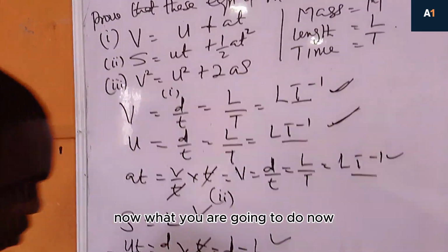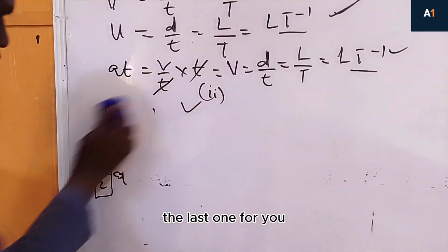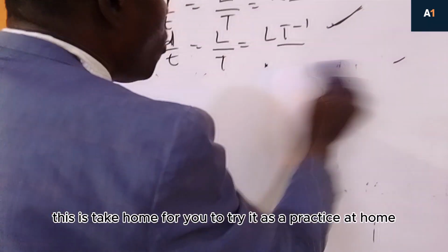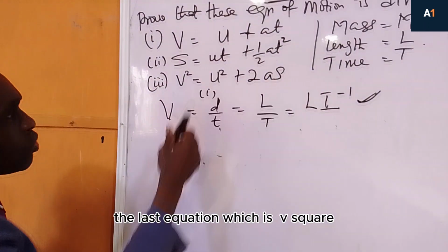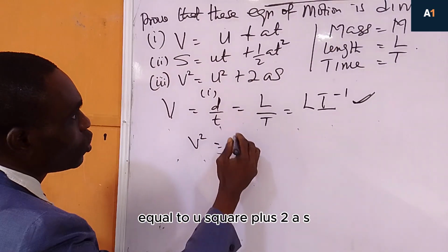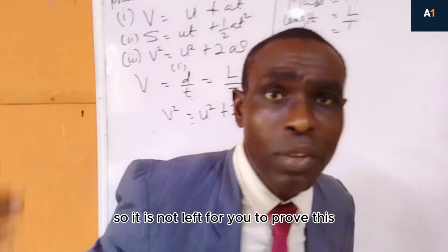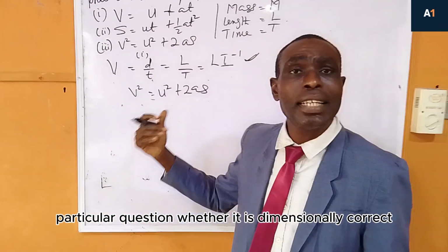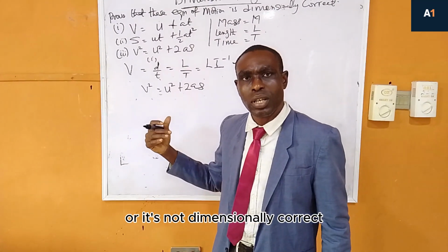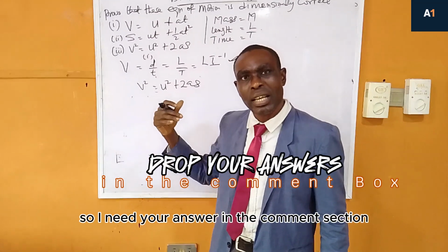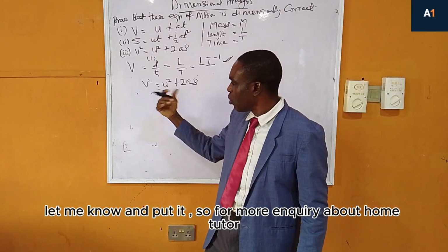Now, I'm not going to be the one to solve the last one for you. This is a take-home for you to try as practice at home. The last equation is v squared = u squared + 2as. It is left for you to prove whether this equation is dimensionally correct or not. I need your answer in the comment section. If it's dimensionally correct, let me know.